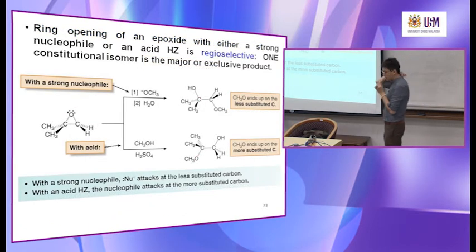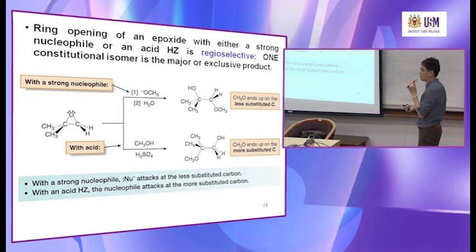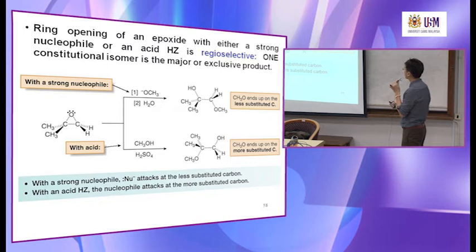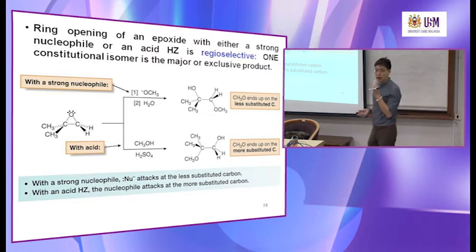So now we go to the summary. Okay, this is what we have learned. If you have an unsymmetrical epoxide, if you attack with a strong nucleophile, you will tend to attack from the less substituted C. So attack from here. So the end result is this one. Of course, you need to go through the protonation step to get the hydroxyl group here. Okay, while for the acid, or in this case methanol, methanol also has an H here. Now in this case, the hydroxyl group here becomes an acidic proton.